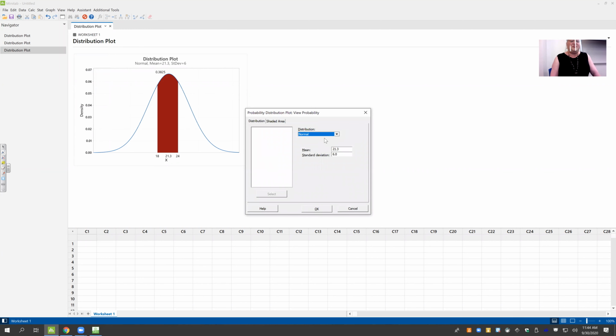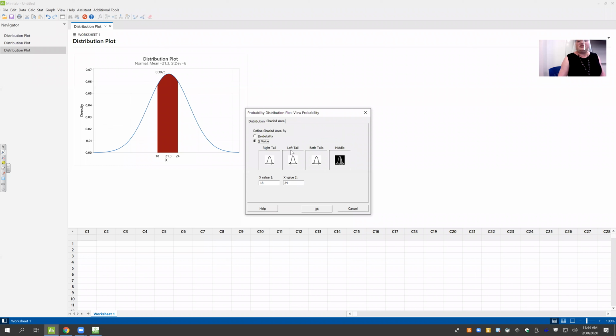It's a normal distribution, mean of 21.3, standard deviation of 6, my shaded area. This time I want it on the ends. Minitab calls it both tails because it's on both ends. So typically when you have that or statement, you're going to use both tails. Okay, so I want both tails.